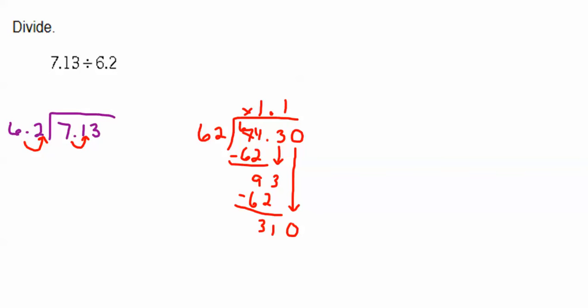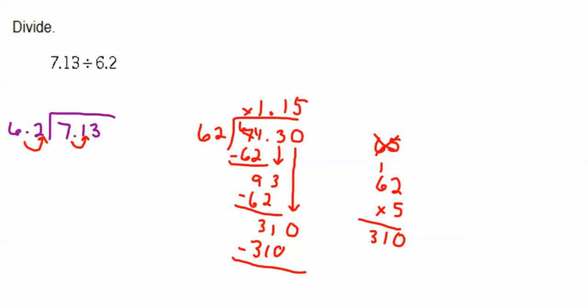So now we're looking at how many times does 62 go into 310. And I'm going to try 5. I'm going to try 62 times 5. 2 times 5 is 10. Carry the 1. That's our magic number there. 62 goes into 310 5 times evenly. Okay. So our answer to 7.13 divided by 6.2 is 1.15, or 1 and 15 hundredths.